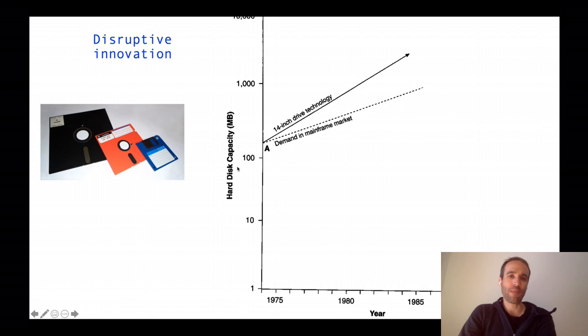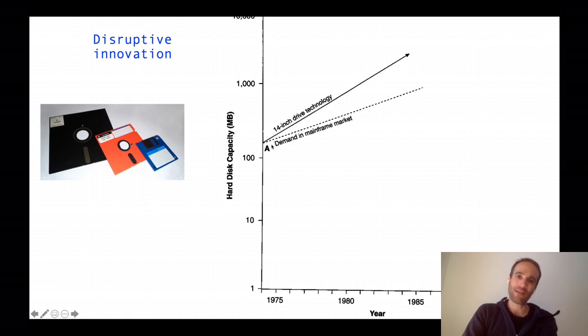Like in 1975, we had this hard disk we called 14-inch drive technology. These were huge hard disks, and this was the capacity of such disk, and this is the capacity as it evolved year by year, right?